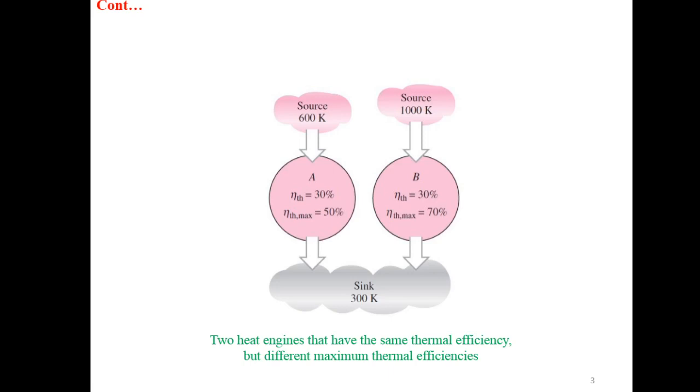Both have the same thermal efficiency equal to 30%, but engine A has its source at a temperature of 600 Kelvin and engine B has its source at a temperature of 1000 Kelvin. Both of these engines have the sink temperature at 300 Kelvin.